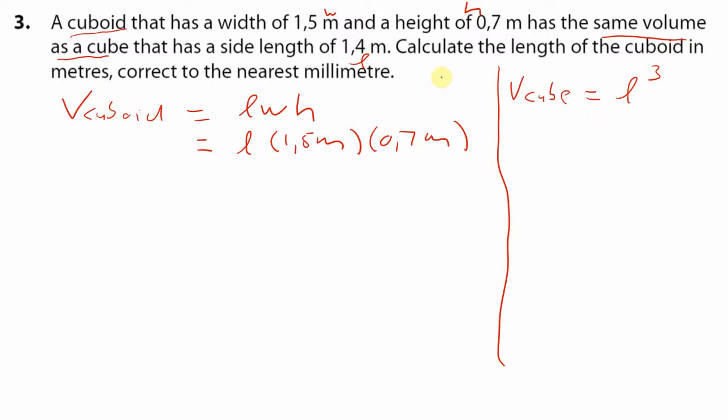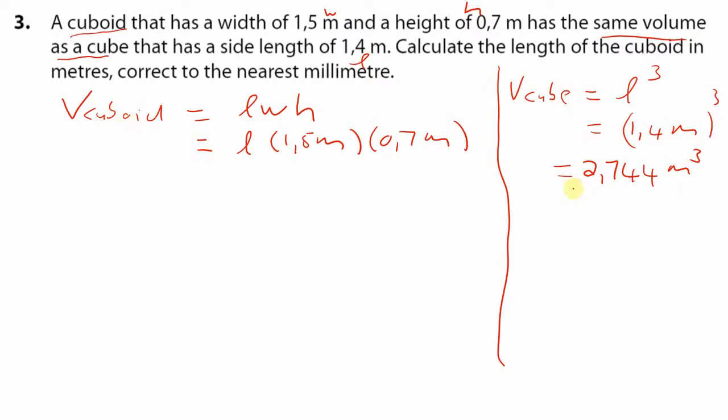So now they give us the length, it's 1,4 meter. So we have to cube that. So what is 1,4 times 1,4 times 1,4, or 1,4 to the power 3? Yes, it's 2,744 meter cube, or cube meter.